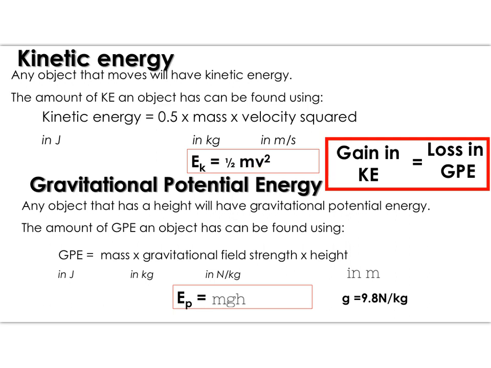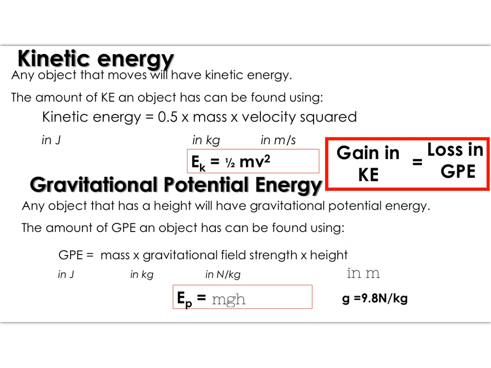You could also be asked to calculate the gravitational potential energy. Remember that gravitational potential energy is the energy an object has by being raised a certain height above the ground. The amount of gravitational potential energy can be calculated using the equation gravitational potential energy is mass times gravitational field strength multiplied by height. You should remember that the gravitational potential energy is measured in joules, mass is measured in kilograms, gravitational field strength is measured in newtons per kilogram, and height is measured in meters.